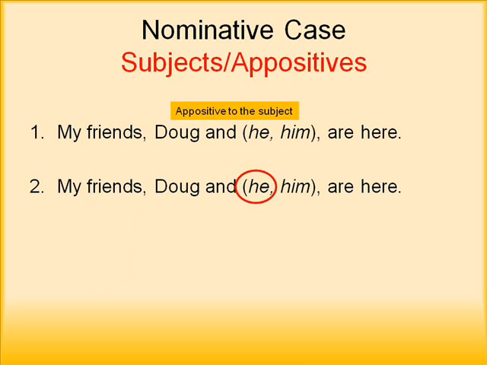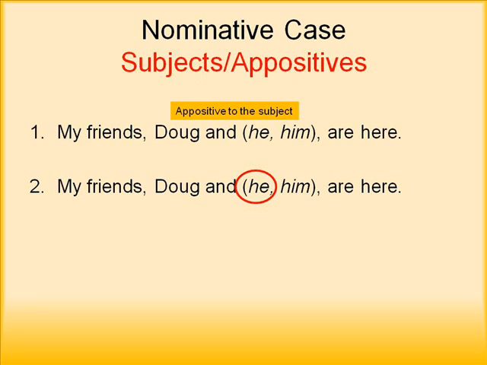Okay, one more example. My friends, Doug and he or him, are here. Now this time, our pronoun is the appositive. In the last example, the pronoun was the subject and we had another appositive. But this time, the pronoun is the appositive. But what's important is Doug and he or him is the appositive to the subject. And when we have an appositive to the subject, we have to make it match the subject. So we have to use the nominative case again.